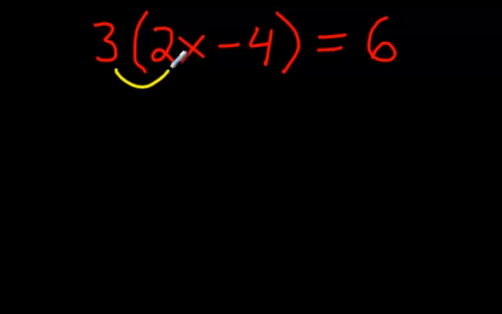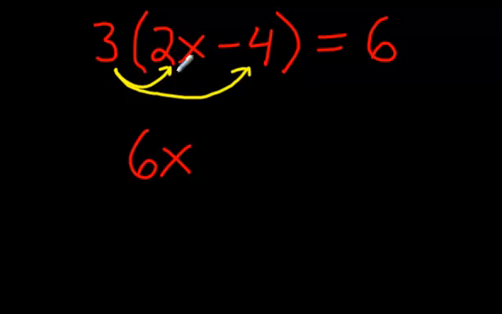So you go 3 times 2x, but you also go 3 times -4. So what's 3 times 2x? See if you can remember. 6x. Good. What's 3 times -4? It's going to be a negative. 3 times 4? 12. And then just write the 6. The 6 just gets written again.